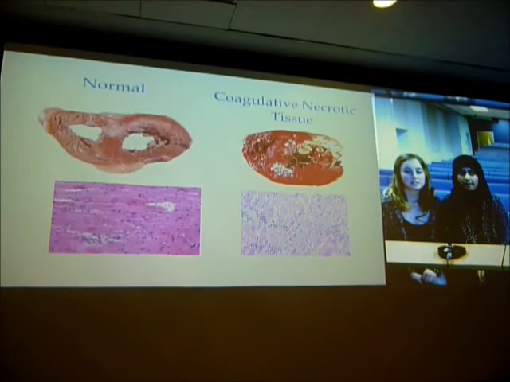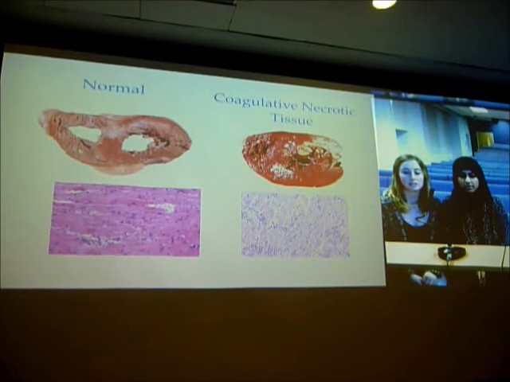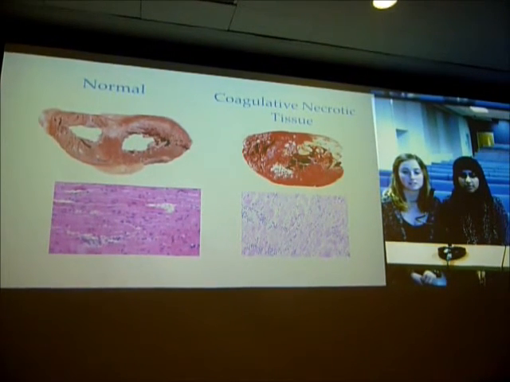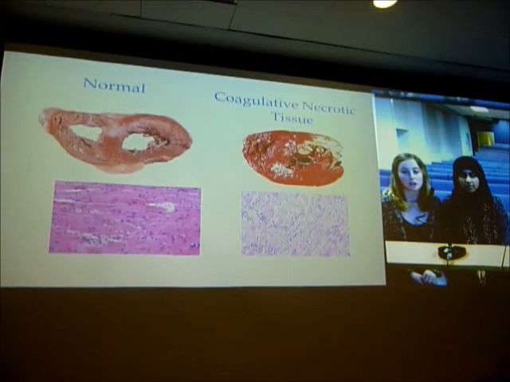The tissue has decreased staining with hematoxylin and eosin and contains no nuclei. There is little structural damage, so the cell outlines are preserved, giving an appearance of ghostly cells. The pictures seen show normal and coagulative necrotic tissue of the heart, both macroscopically and microscopically.